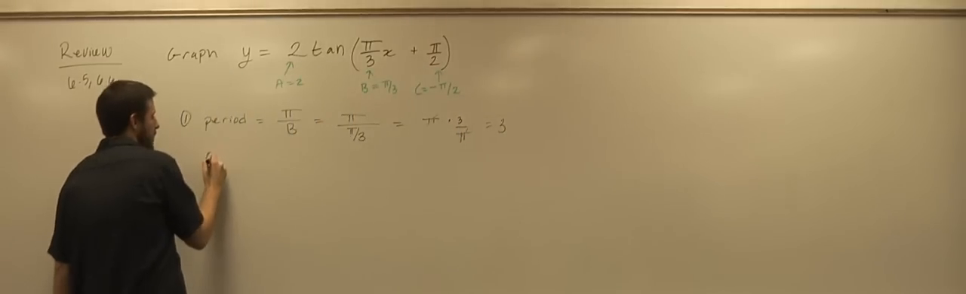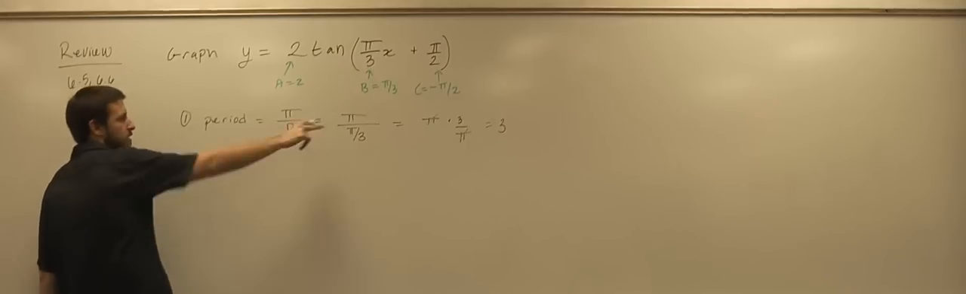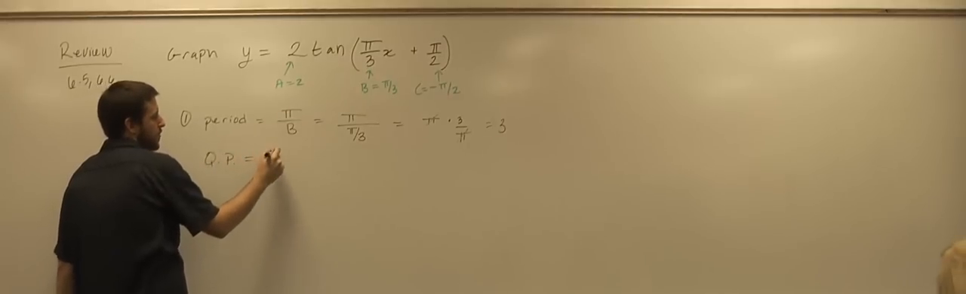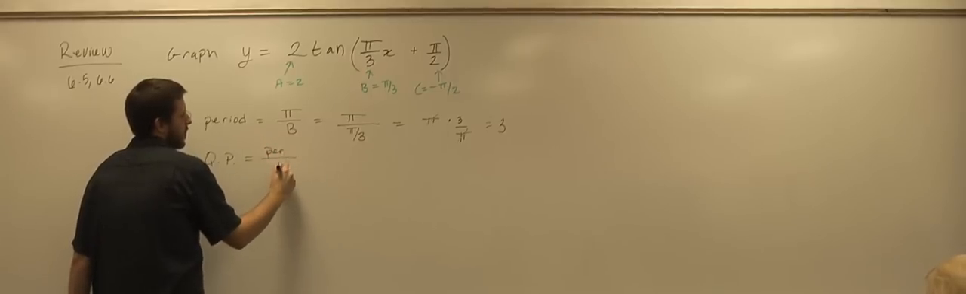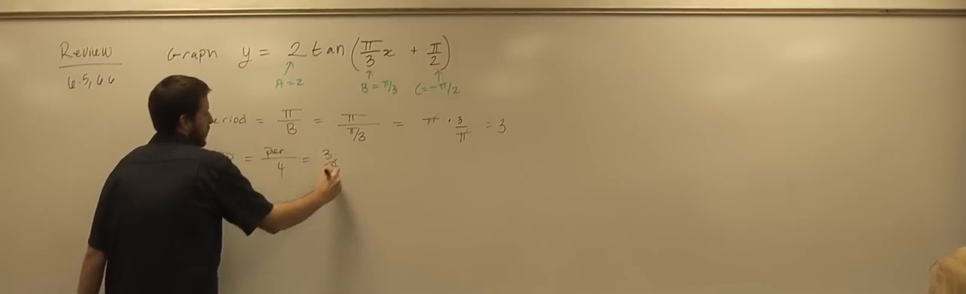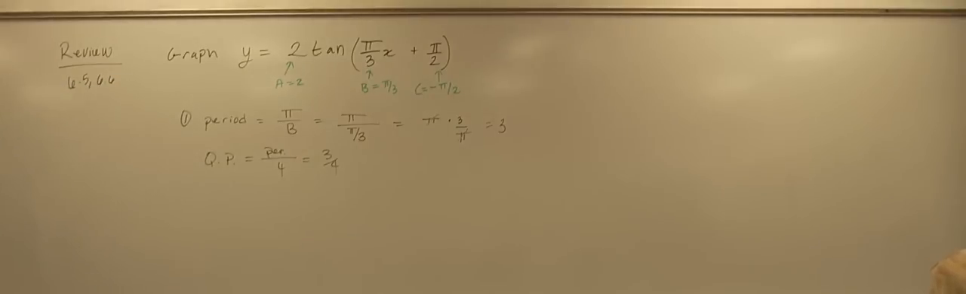And then the quarter period just comes from dividing that into quarters. The quarter period is always the period over 4. So 3/4 is the quarter period.